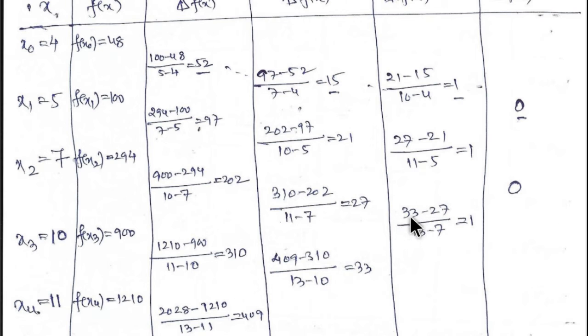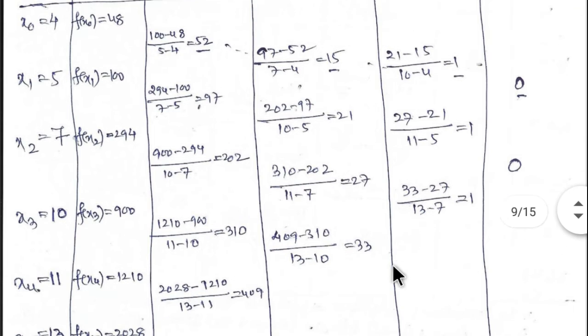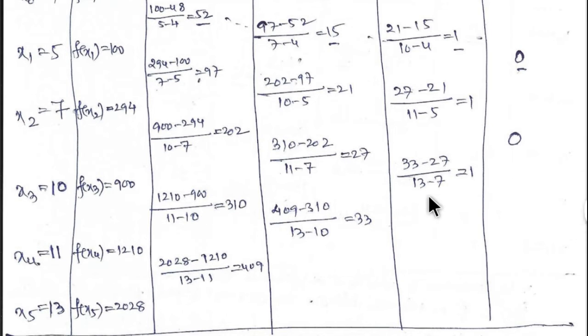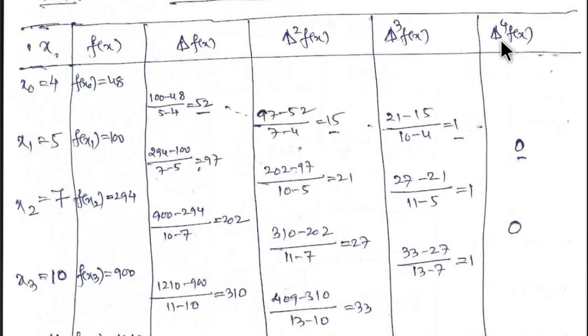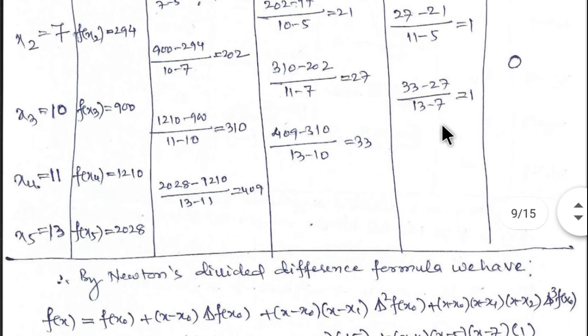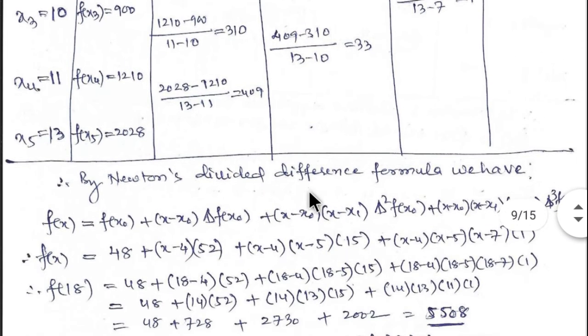Here next one, 33 minus 27 in the numerator, 33 minus 27 in the denominator, x5 minus x2, 13 minus 7, this gives 1. So all are 1. So if you go to delta fourth, that is the fourth order divided difference of f(x), you get 1 minus 1, 0, 1 minus 1, okay, 0 you get. Okay, now the table is ready.